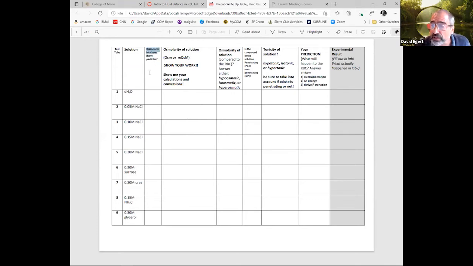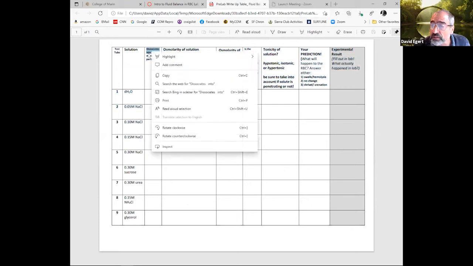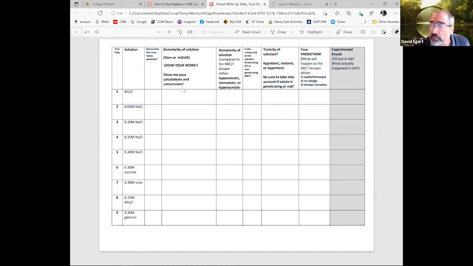Does it dissociate? If it does, into how many particles? Therefore, what is the osmolarity of the solution? You've got the molarity, but you want to know what the osmolarity is. It's going to relate to the dissociation. And then, compare. Is it hypoosmotic, isoosmotic, hyperosmotic? It's just going to be comparing it to 0.3, right? So this is just what I've been talking about.